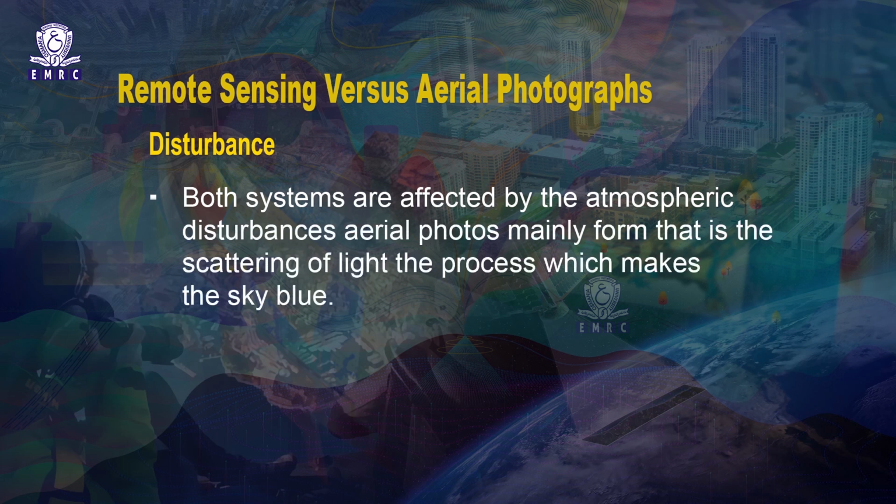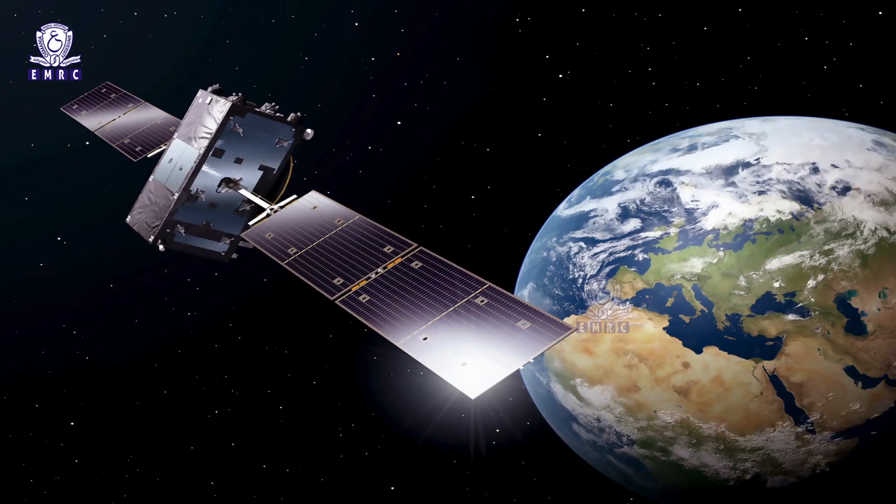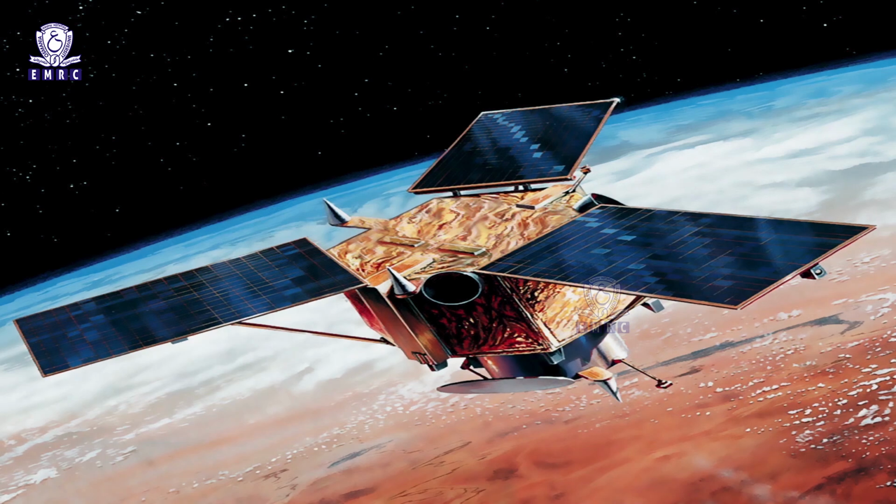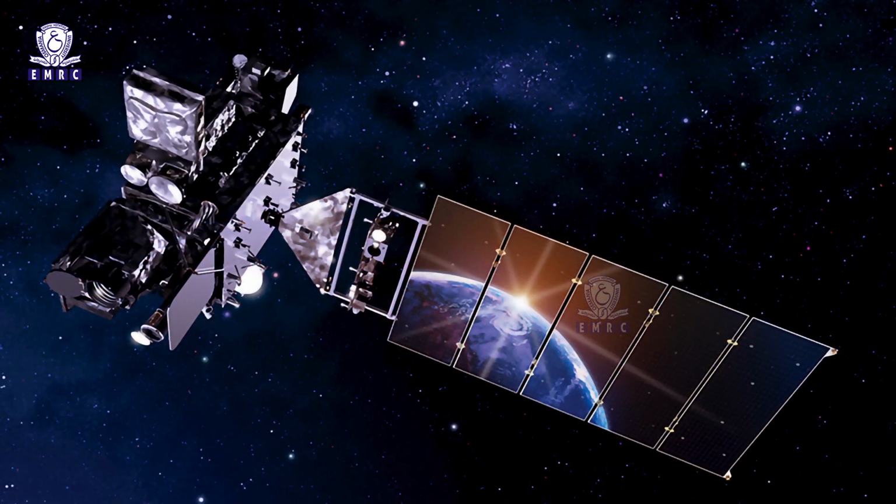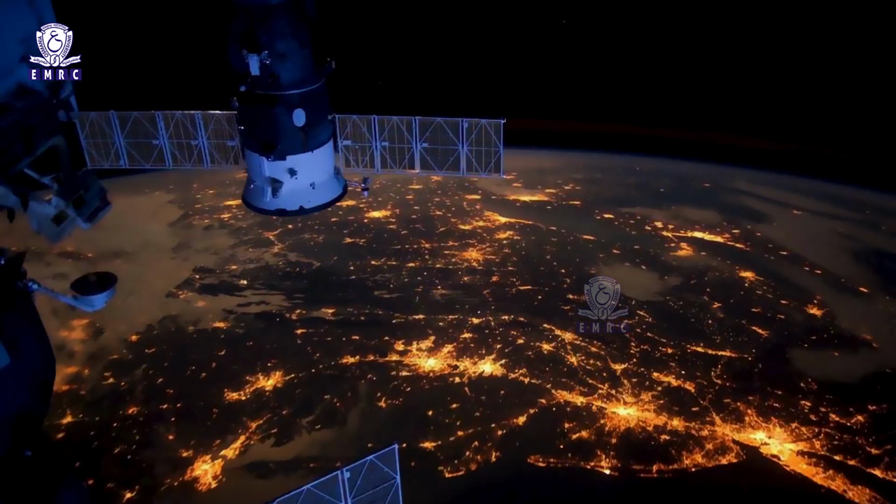Aerial photos are mainly affected by scattering of light, the process which makes the sky blue. Remote sensing images are also affected by the process of absorption, and atmospheric correction to aerial photographs can be done by remote sensing. Thermal remote sensing sensors can operate also at night times, and radar data is almost weather independent.